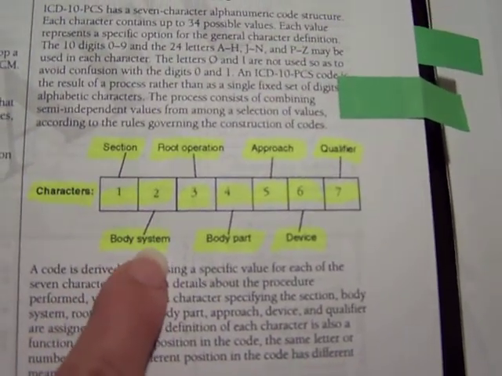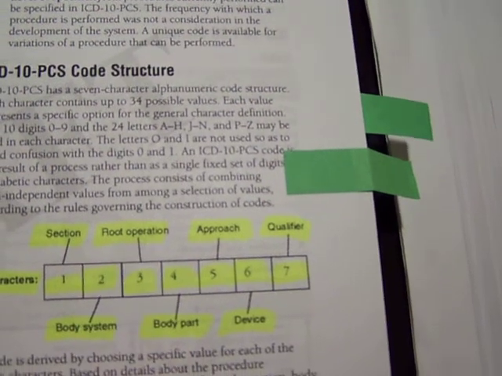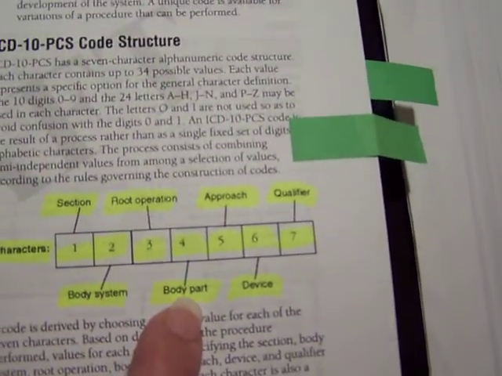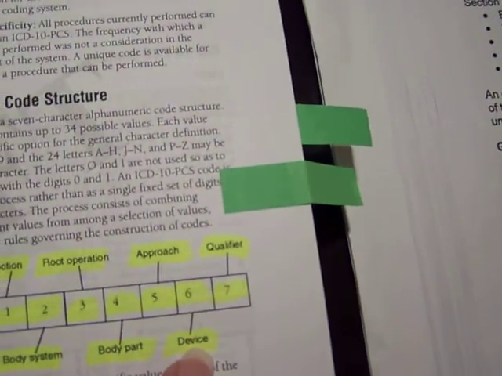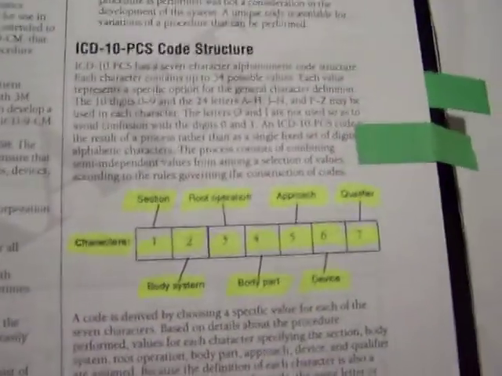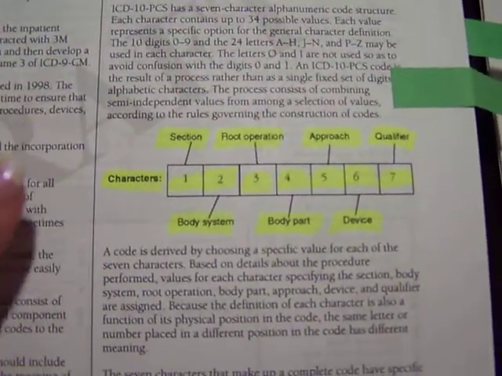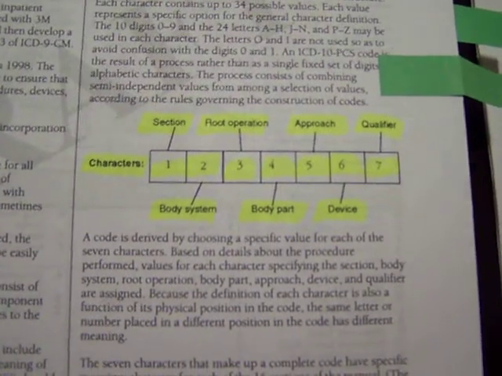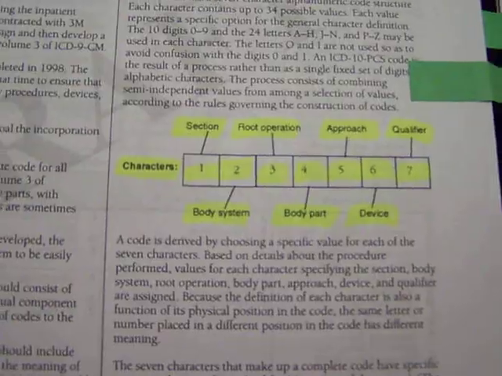The second character is our body system. The third character is our root operation. The fourth one is our body part. The fifth one is our approach. The sixth one is the device. And the seventh one is the qualifier. Now, this is how most of the codes in PCS are set up. Most of the codes you will find are in the medical surgical section. We do have additional ones that I'm going to be showing you.